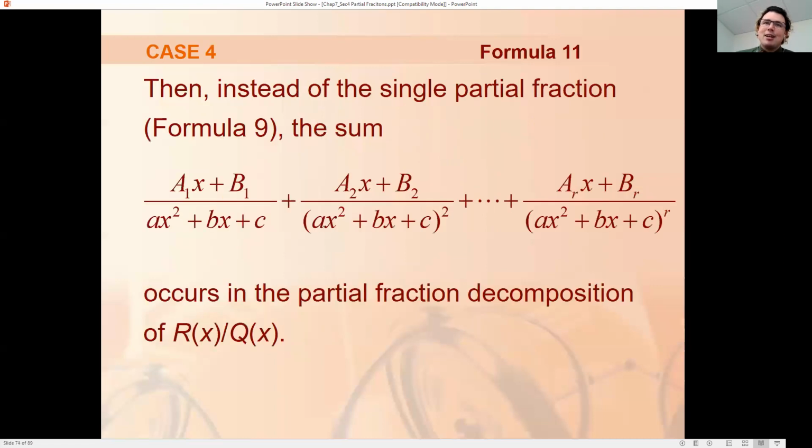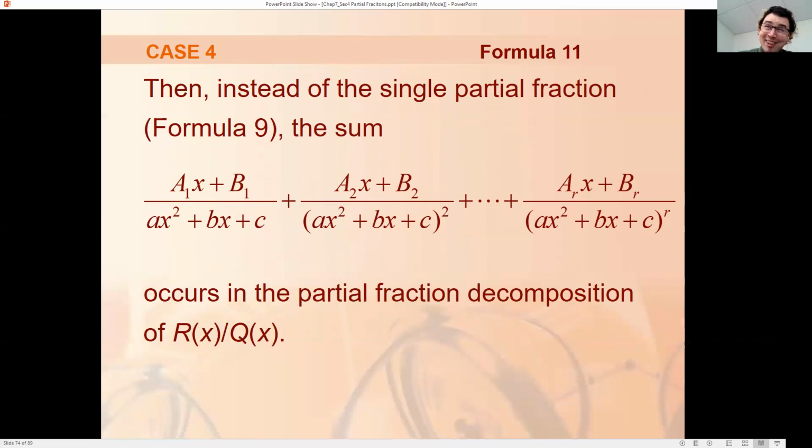Moving on. So what we're going to do is actually pretty much the same thing that we do for the linear case. You probably saw this coming. Whatever that power r is, I'm going to have one partial fraction for each different power of my quadratic. So I'll have some ax plus b divided by the quadratic. I'll have some a2x plus b2 divided by the quadratic squared. I can have that over the quadratic cubed and so on. This is the formula I'm going to use in the decomposition.